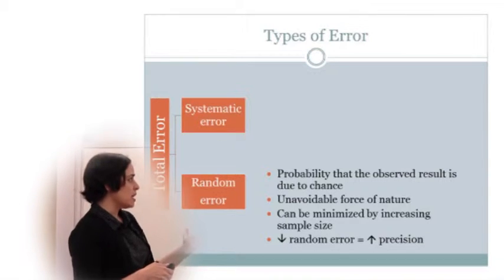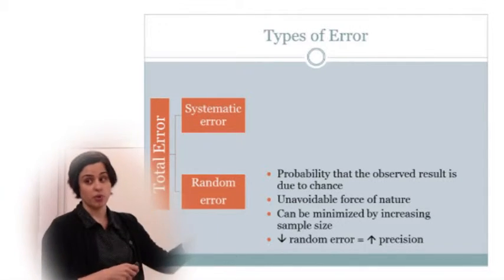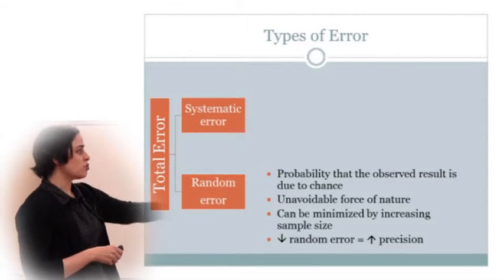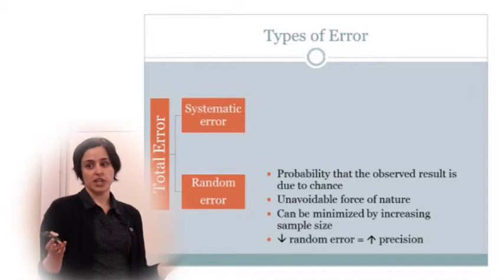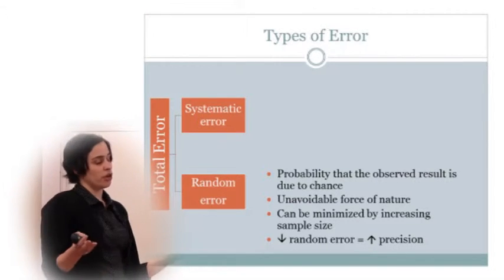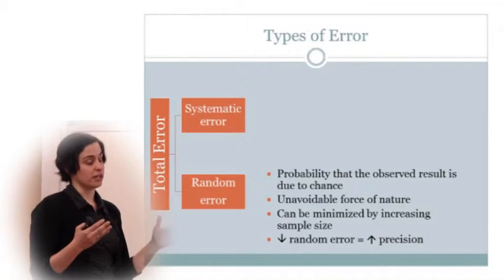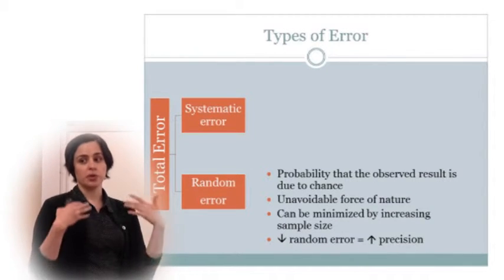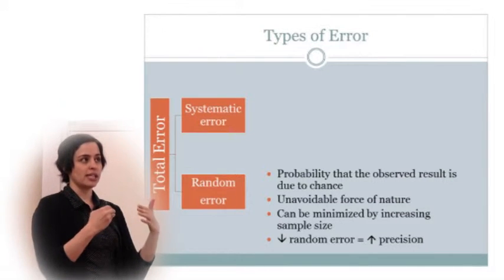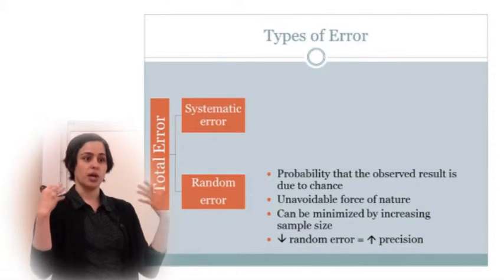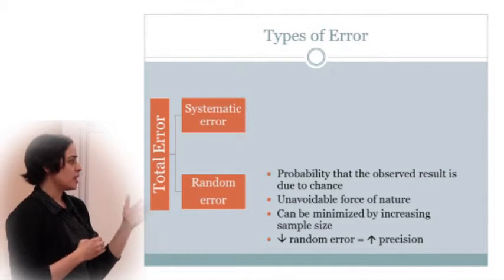So in EPI, our associations can be affected by 2 different types of error. There's random error and systematic error. Random error is the probability that what we're observing is the result of chance. It's an unavoidable force of nature, but we can reduce random error by increasing our sample size. As we have more people participating in our study, there's less opportunity for outliers to weigh in as much. So increasing our sample size can reduce random error.